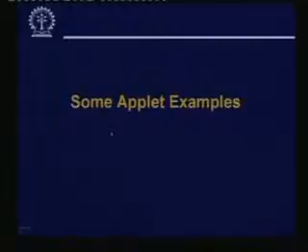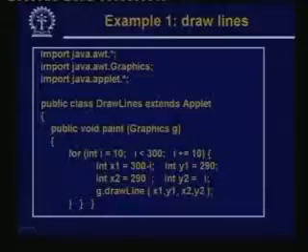Now, let us very quickly look at some applet examples. We shall continue with some examples in our next class also. This is a very simple example which will draw some lines. Public class, this is the name of the class, and as you can see here also we have a single method called paint. So, whenever an applet runs, it is this paint method which gets executed automatically. So, by now you should be able to understand this.